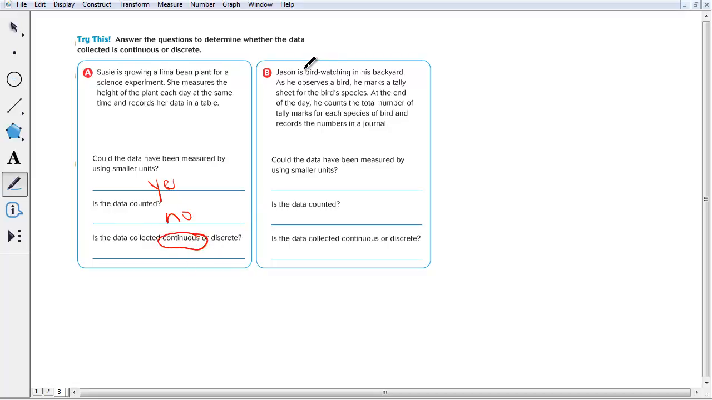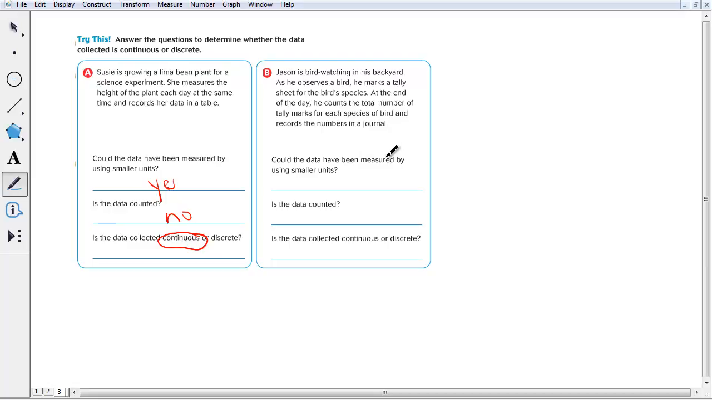Now let's look at this example. Jason is bird watching in his backyard. As he observes a bird, he marks a tally sheet for the bird species. At the end of the day, he counts the total number of tally marks for each species of bird and records the numbers in a journal.